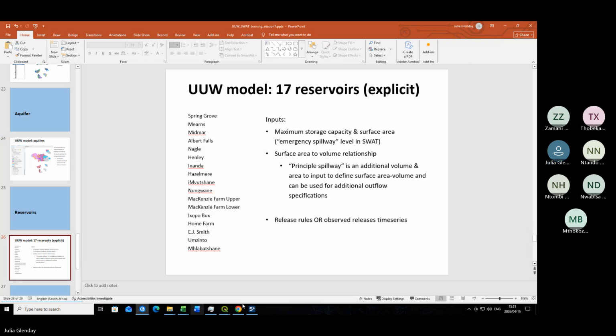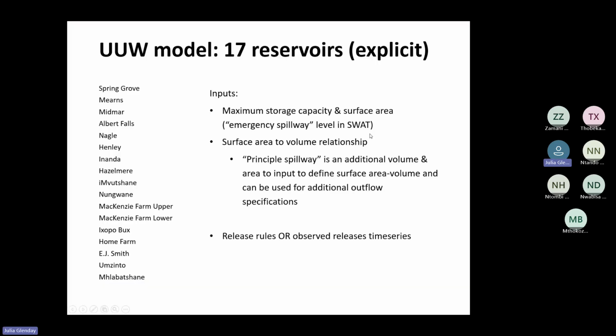So I've set up the model with 17 reservoirs as explicit reservoirs, meaning that there's lots of areas that are mapped as open water areas that are farm dams, and SWAT Plus handles those a bit differently. I didn't try and go through and get all the farm dams and model them as reservoirs, because SWAT Plus treats them like wetlands or ponds, which is a reasonable approach for that.